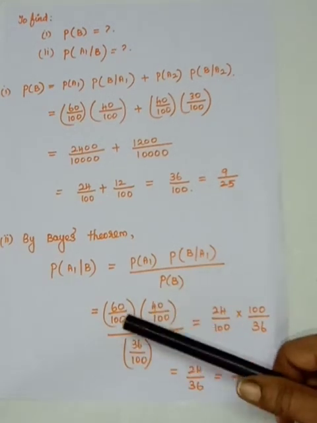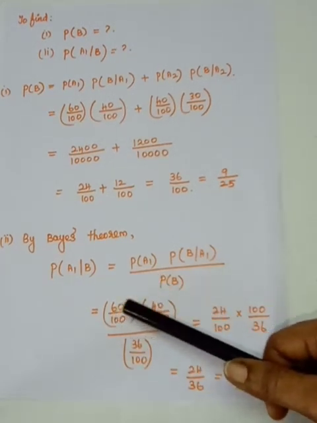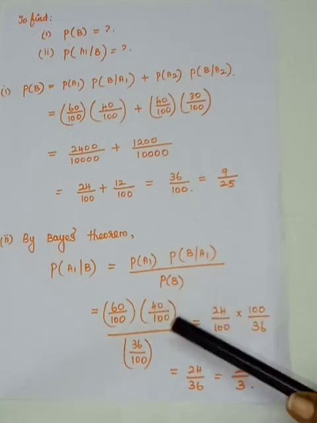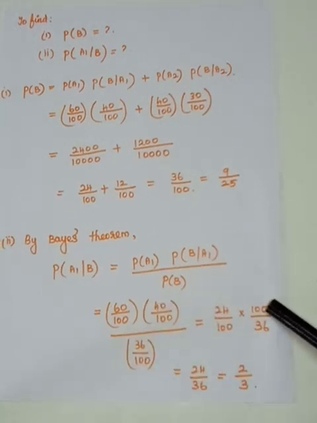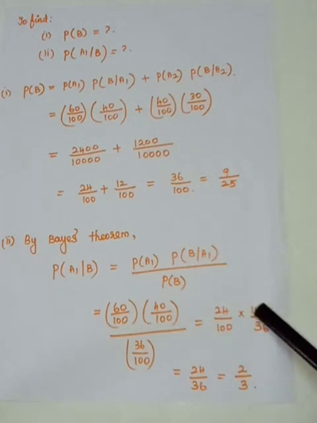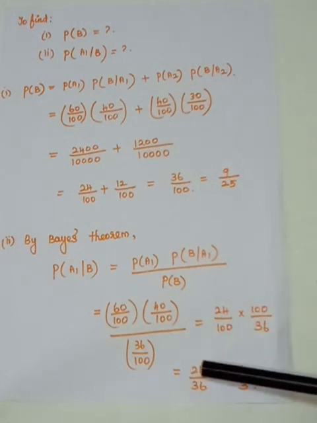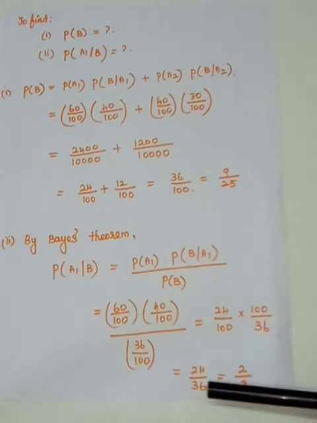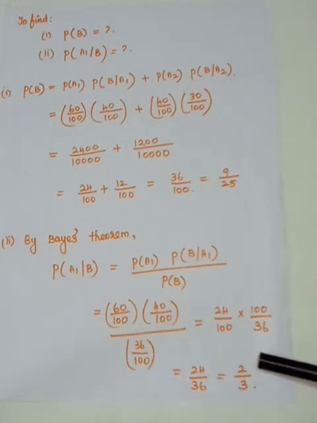So when you multiply, two zeros get cancelled. So 6 4s are 24 by 100. So if you reciprocate this, it is 100 by 36. So 100 gets cancelled. So the answer is 24 by 36. So if you divide it by 12, the answer is 2 by 3.